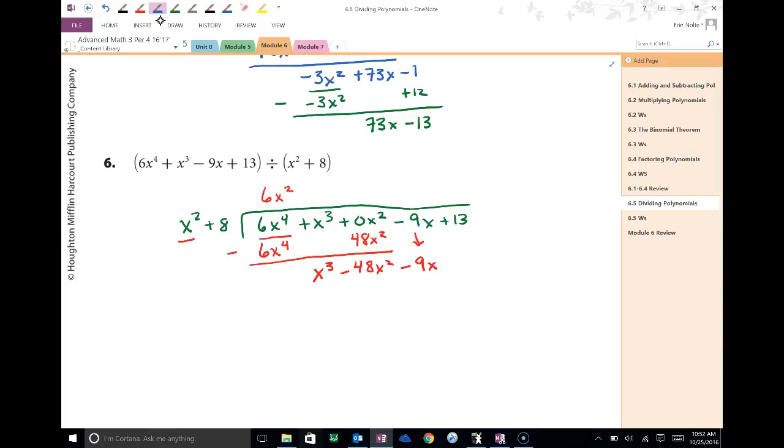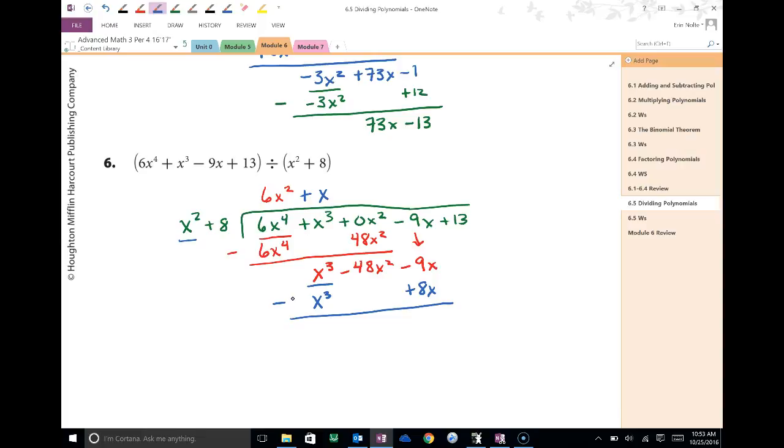Okay, so now we do it again, right? I'm going to take the x squared and compare it to that red x cubed. What do I have to multiply x squared by to make it x cubed? So I have plus x up on top, and I'm going to multiply that through. So x times x squared is x cubed, and x times 8 is 8x. Okay, so when I subtract, my x cubes go away.